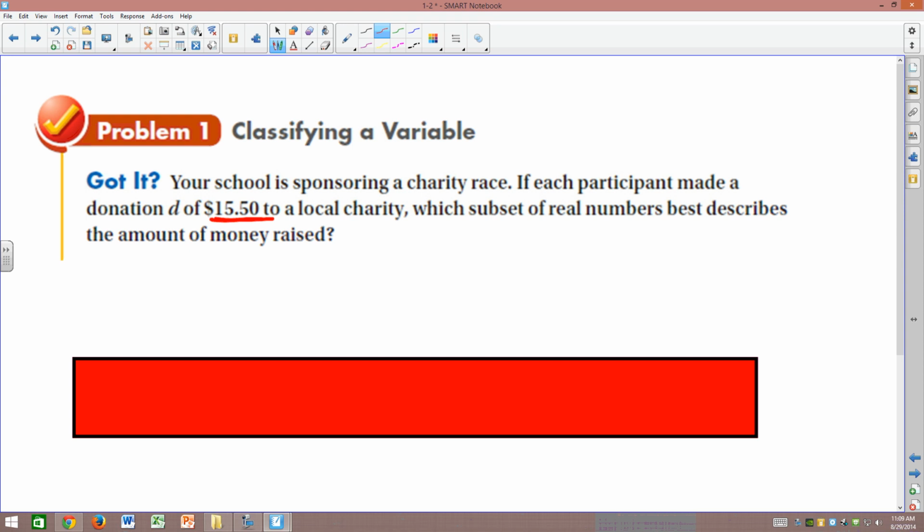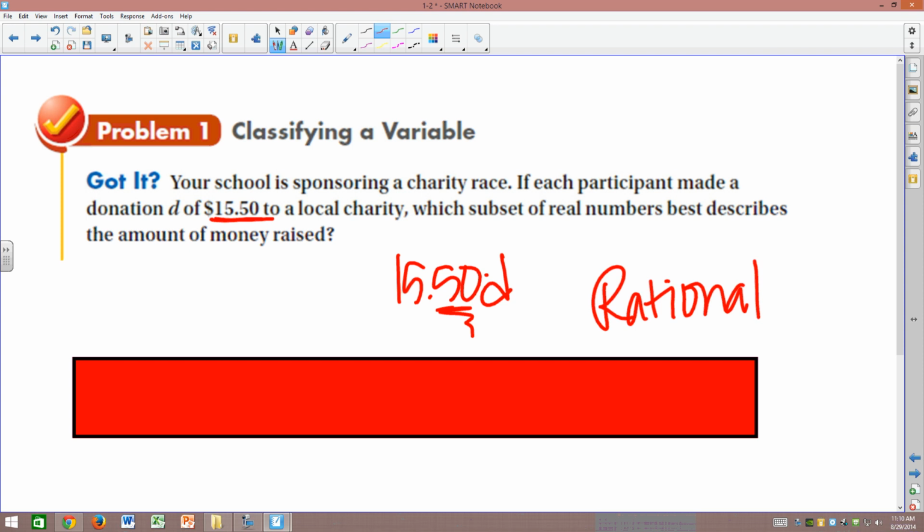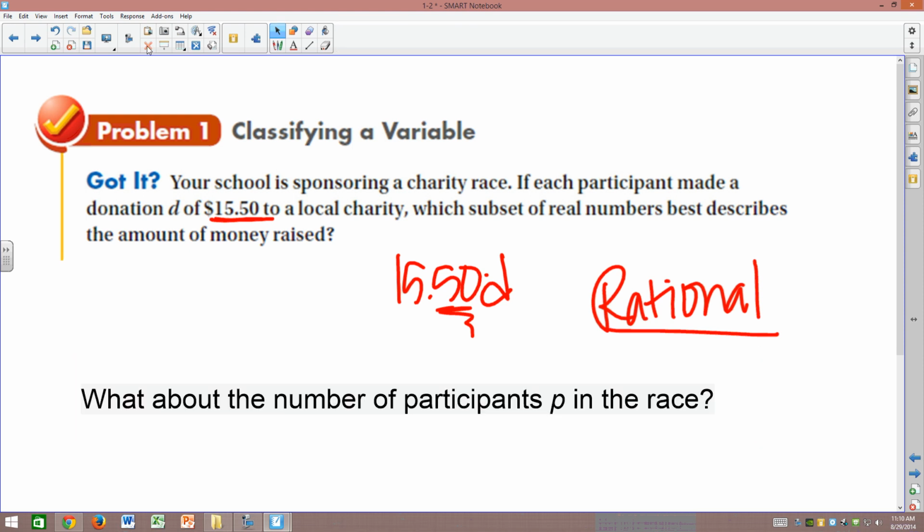Okay, and so then we're taking 15.50 and multiplying it by the number of donations. So we're having to multiply by something that is a rational number. So it's going to be rational. Right. Rational ratio. And it would also be real. Yeah. So we're doing it by process of elimination as well as just looking at the number.